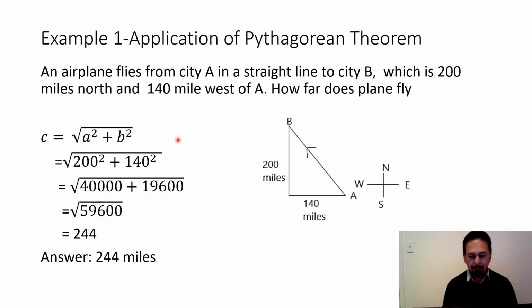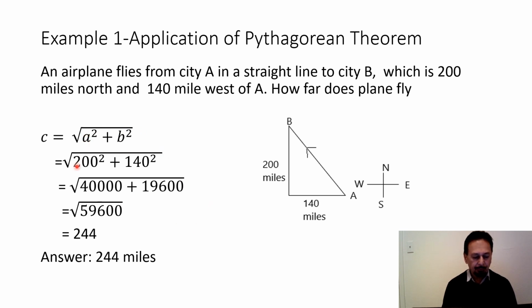Okay, here is an application of the Pythagorean theorem. An airplane flies from city A to city B, which is 200 miles north and 140 miles west of A. So A is 200 and B is 140, and we have to find the distance AB, which is C. So we use the formula C equals the square root of A squared plus B squared.